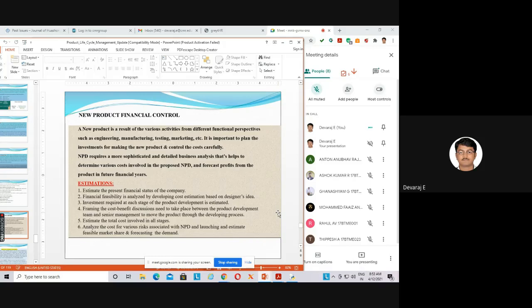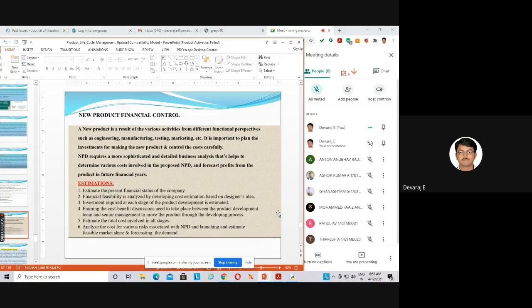If the idea is good, if the design is safe, once they do the analysis, they will come back to the design. They will do the cost analysis, the cost estimation of each department. If it is okay for them, then only they will go for manufacturing. For example, a pen, or any product, they will do the same thing. First they will do the cost estimation, how much cost we need to manufacture the product. If it is okay within the limitation, then they will go for manufacturing the products. Then investment required at each stage of the product development is estimated.